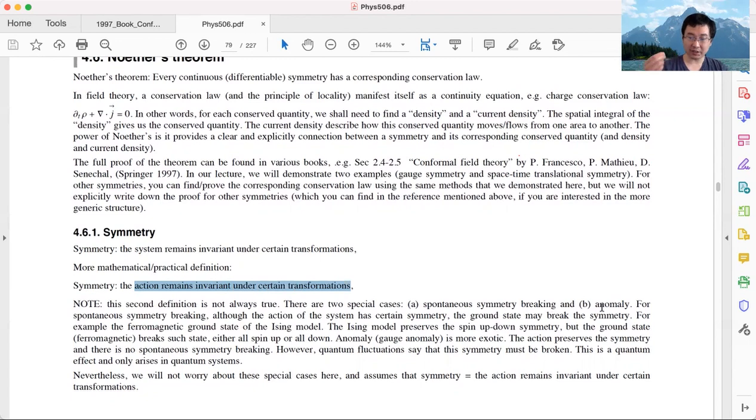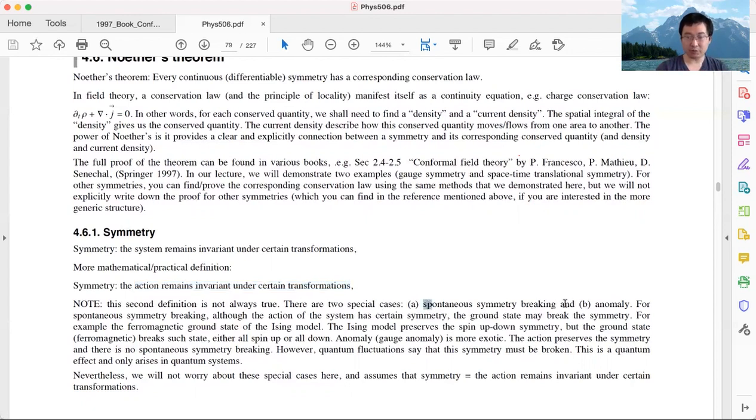Okay. So that situation, the gauge anomaly, is a little bit more exotic. It is actually because of quantum fluctuation and the interactions between gauge fields. Although the action you write down looks like it stays invariant under certain transformations, the system itself actually does not have that symmetry, due to a so-called gauge anomaly.